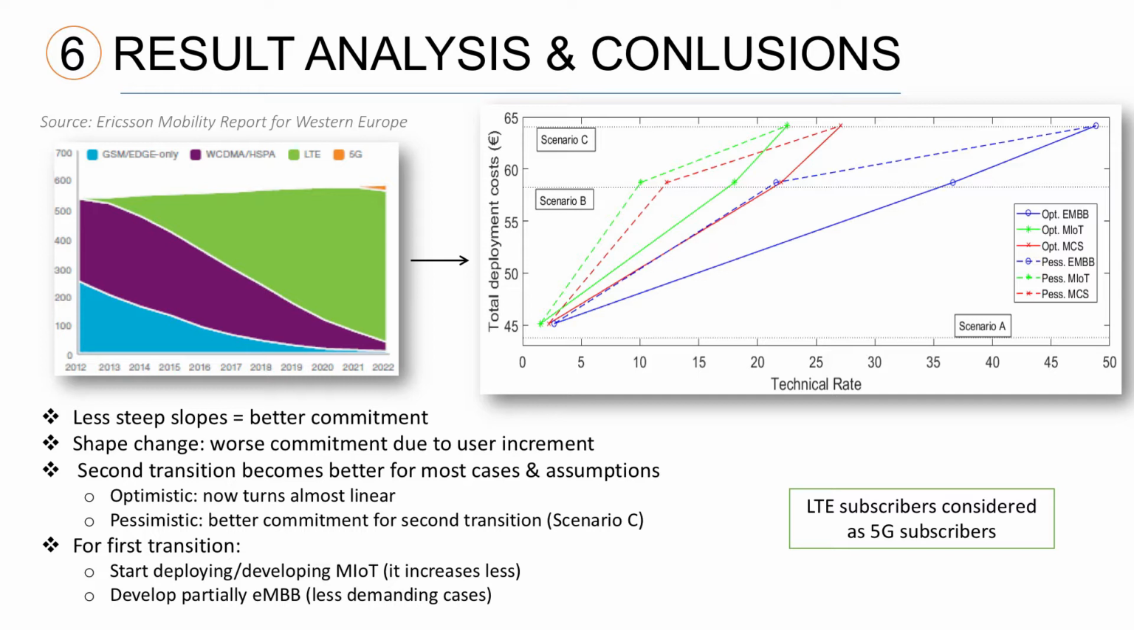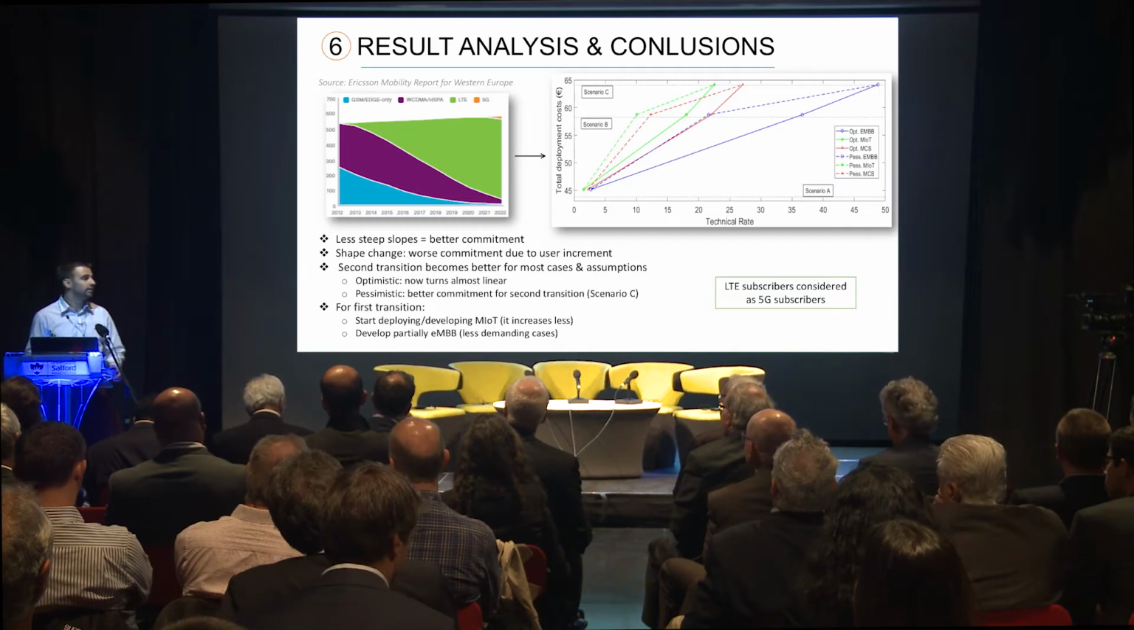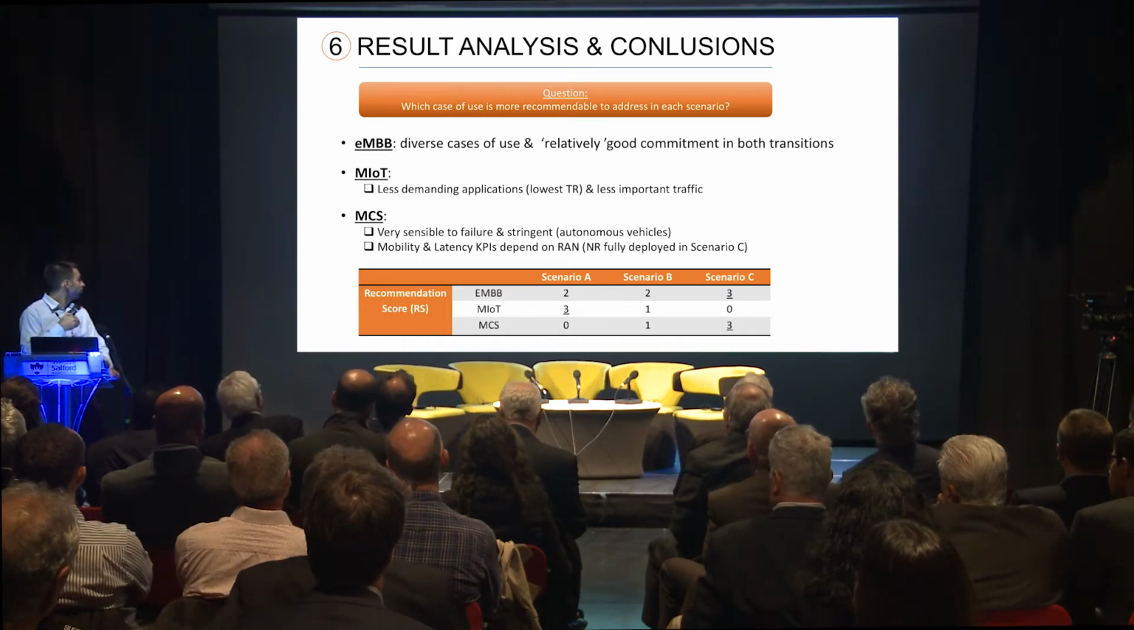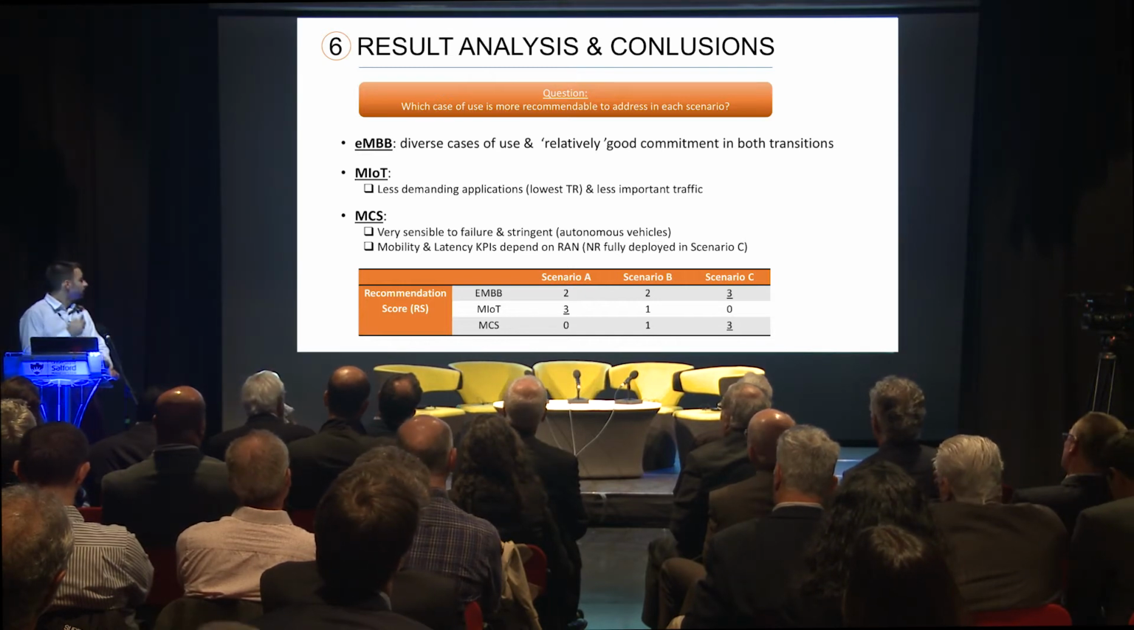And then for the first transition, it seems fairly clear that it will be better to deploy or to promote or to invest in those cases of use related to massive IoT. As it was explained, narrowband IoT covers a wide range of these applications because these are sensor networks, smart cities. This information, although it's very important to have it very clear and trustworthy, doesn't have any requirement, for example, in terms of latency. So the question, as I was introducing in the previous slide, is what case of use is more recommendable to address, to invest in, for each scenario.